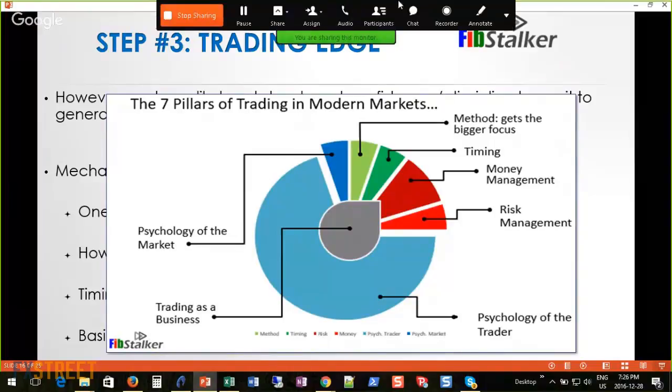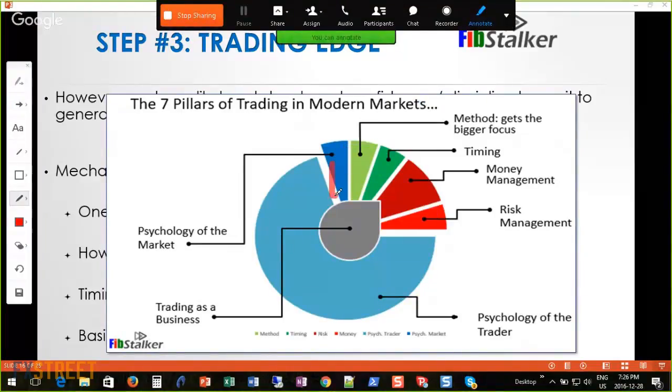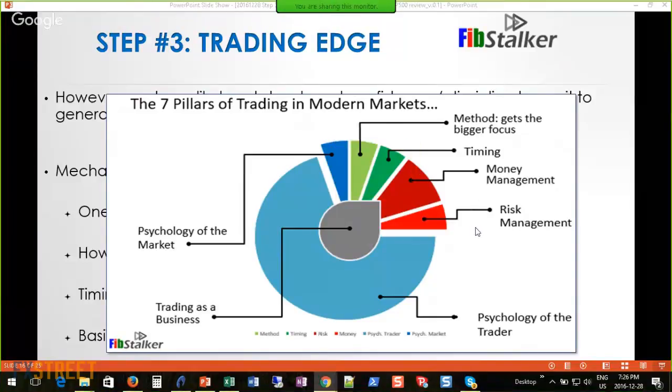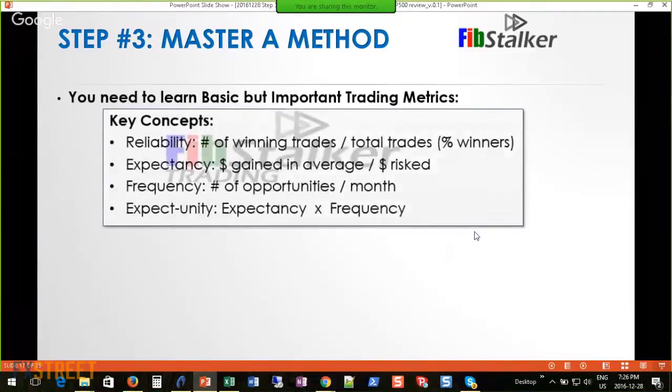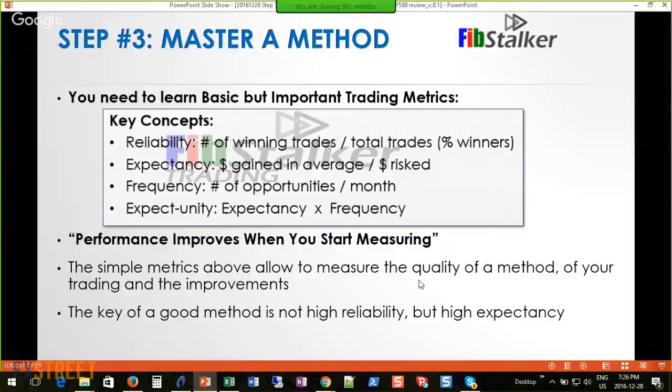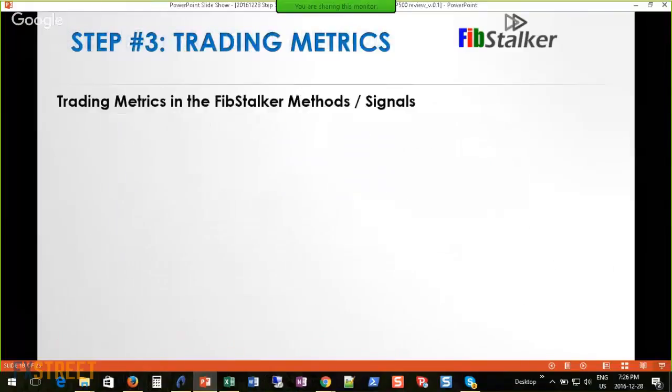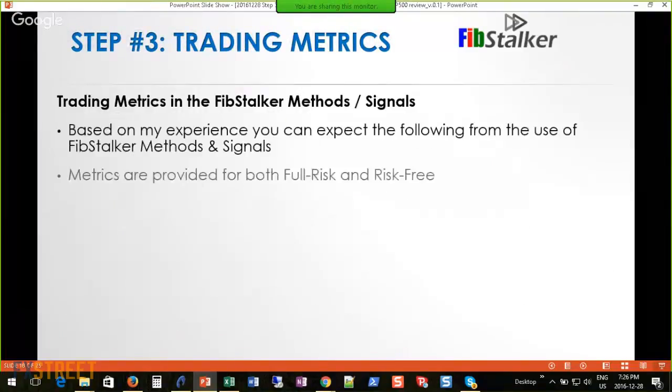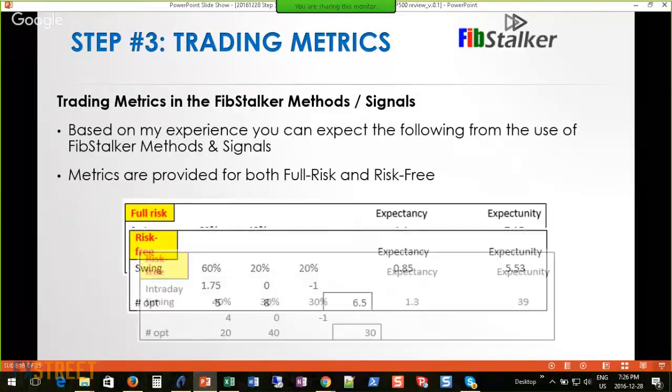In the 7 pillars of trading in the modern market model, we are in the upper right side of the model here. To master a method, first we have to understand it, and to understand it, we have to apply some measures. We looked at reliability, expectancy, frequency, and opportunity. And we know that with these measures, we can measure the method itself, but we can also measure ourselves. We can measure our performance. And only when we measure, we can start improving. That's very, very important. A key for a good method is not high reliability, but rather expectancy. And we know that there's no method that offers 100% reliability. Finally, we looked at some of the performance that you can reach with the FibStalker method.